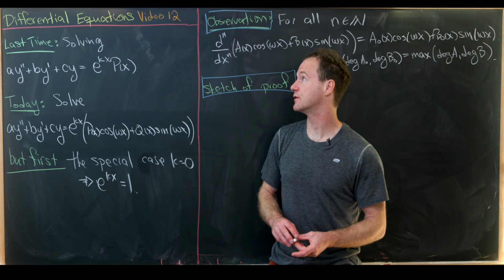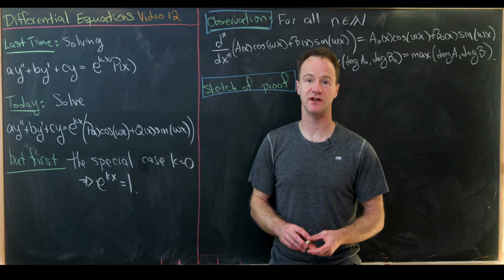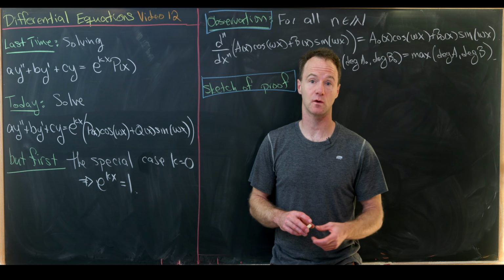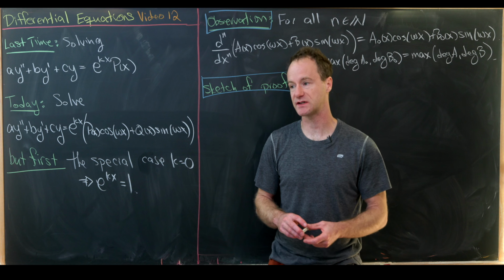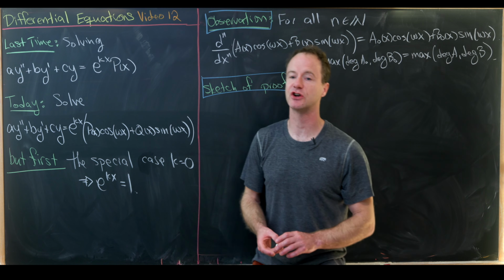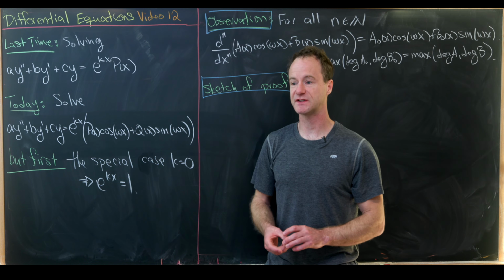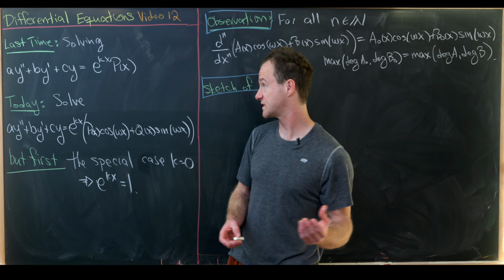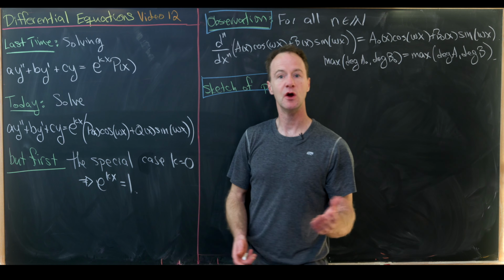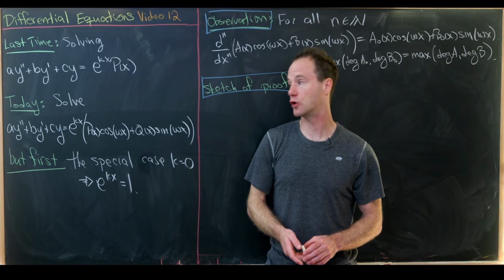This is the 12th video in a series devoted to differential equations. And for the past few videos, we've looked at solving second-order linear differential equations with constant coefficients. And in the last video, we looked at something called the method of undetermined coefficients to solve such differential equations where the forcing function was of the form e to the kx times p of x, where by p of x, I mean a polynomial.